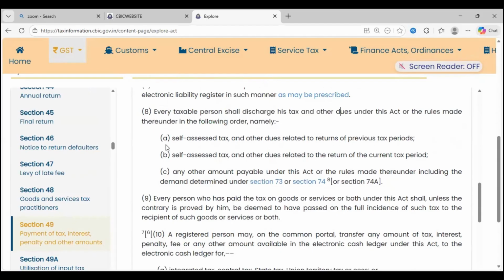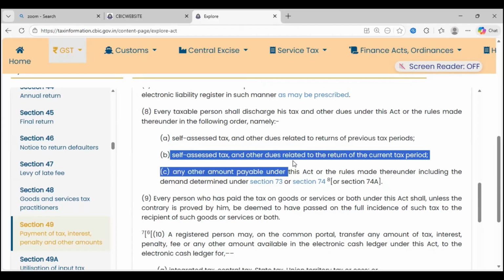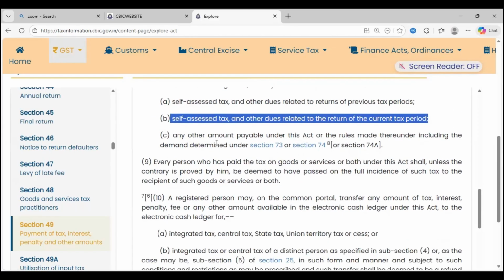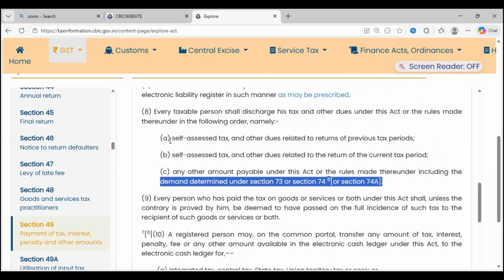How do I make the payment? First, self-assessed tax and other dues related to returns of previous tax period. So if there is a self-assessed tax pertaining to a previous tax period, that should be paid first. Then self-assessed tax and other dues related to the returns of the current tax period. Then any other amount payable under this Act or rules made thereunder, including demand determined under 73, 74, 74A. So this is the order they have given.